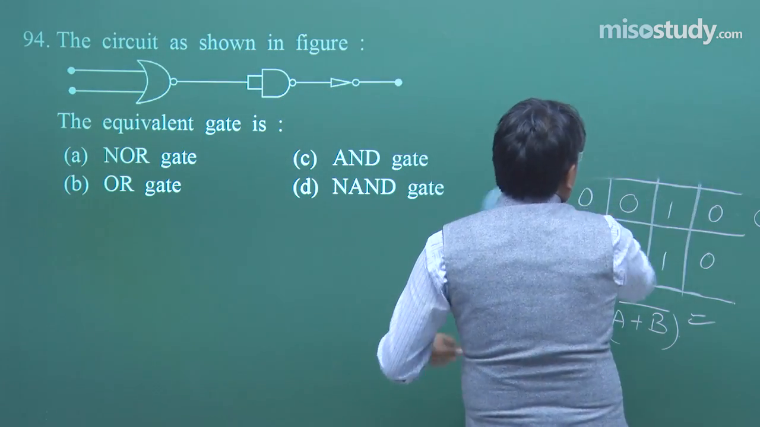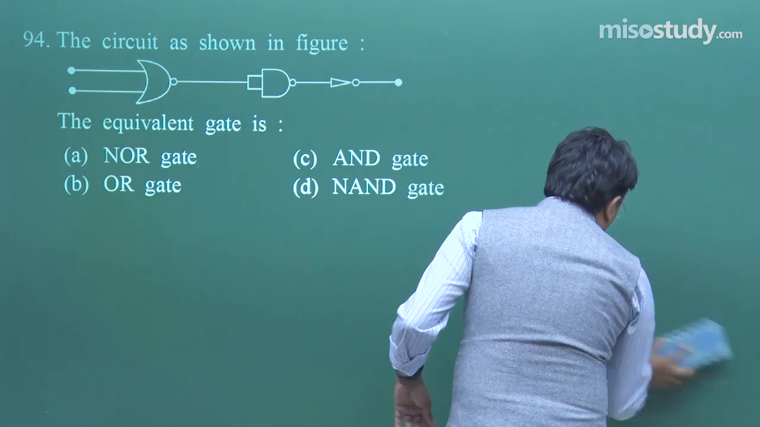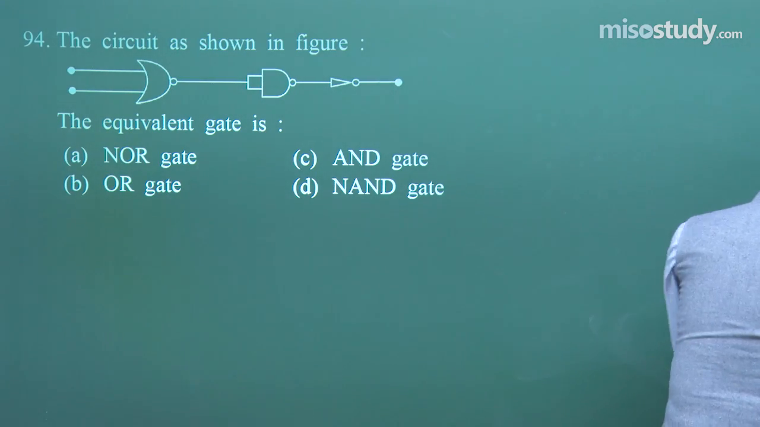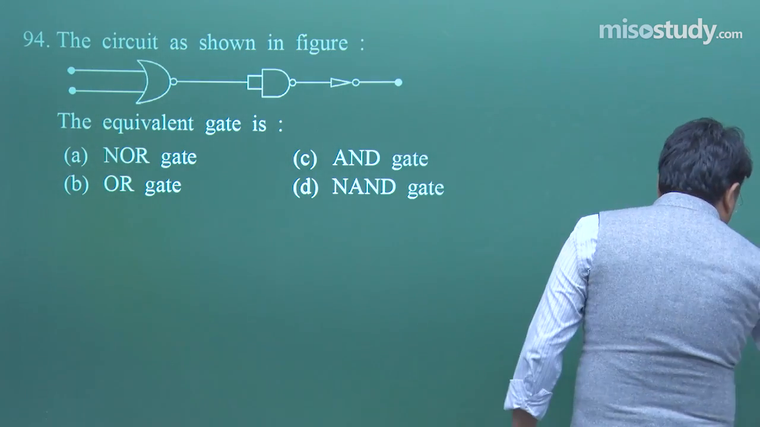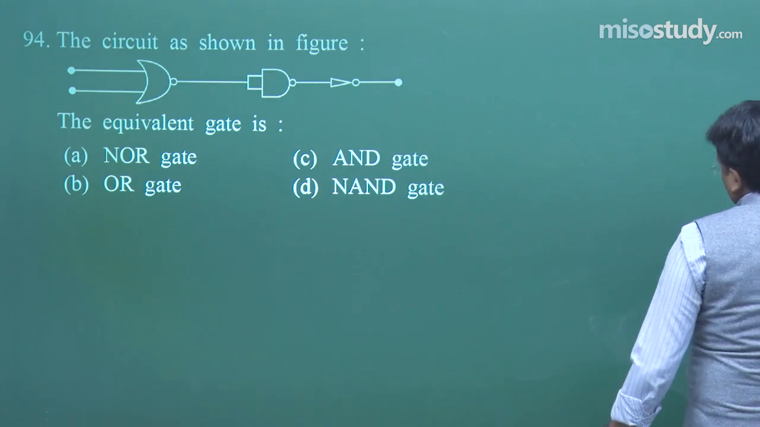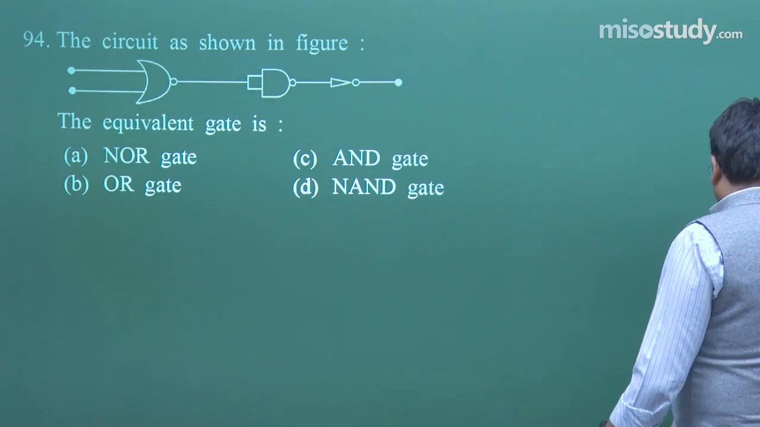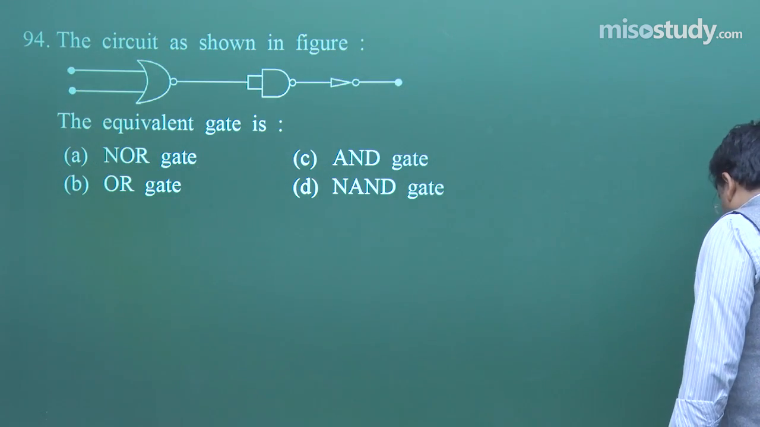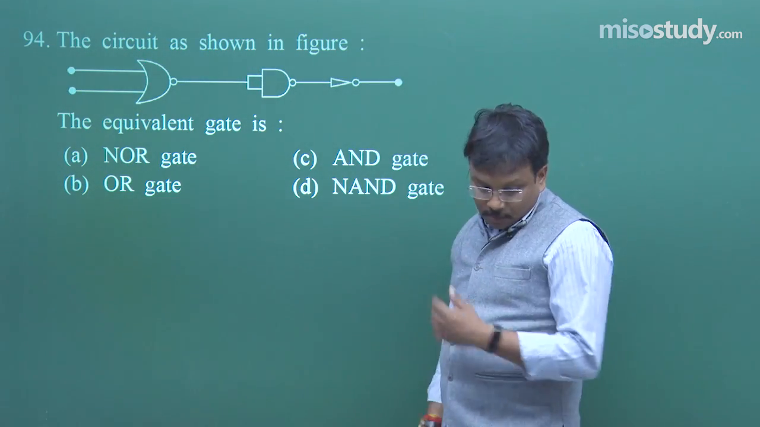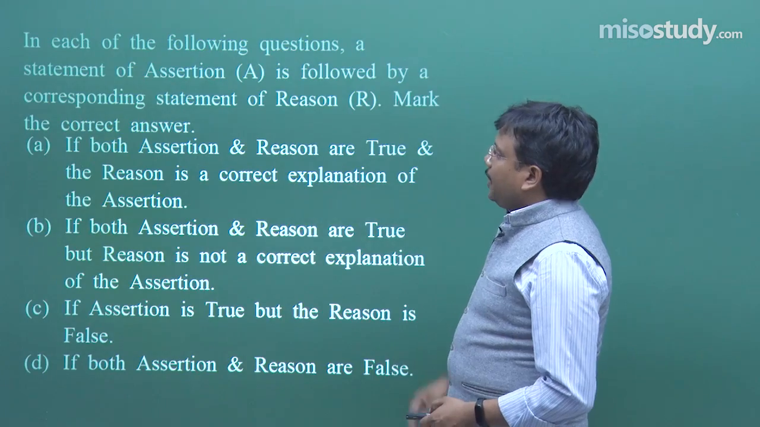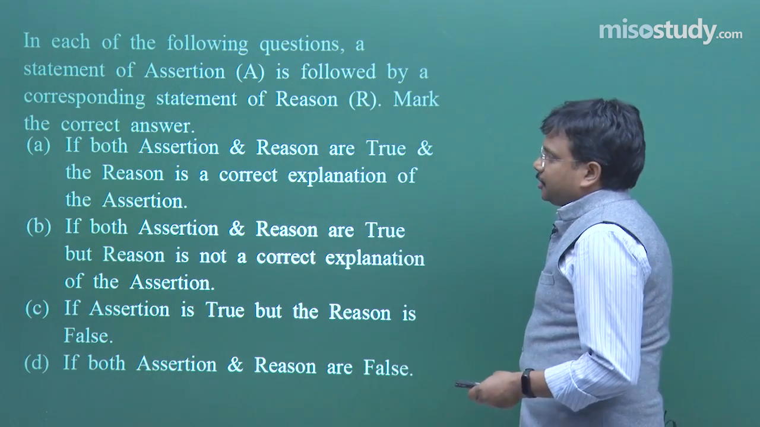And these are simple questions. Some amount of practice will definitely make you comfortable with these questions. Question number 95, oh, it's again reason assertion.